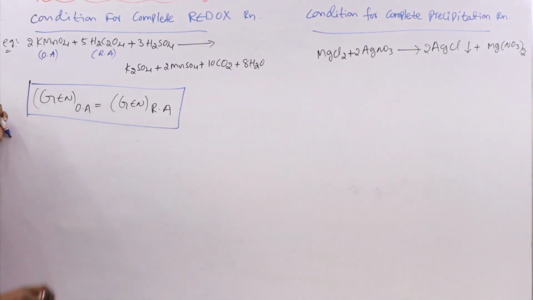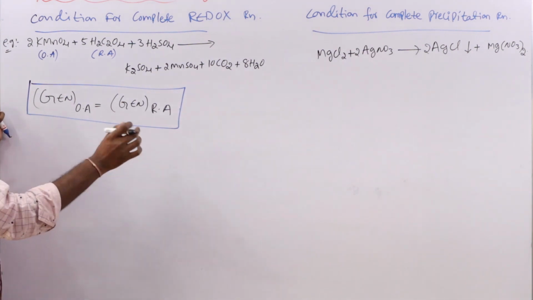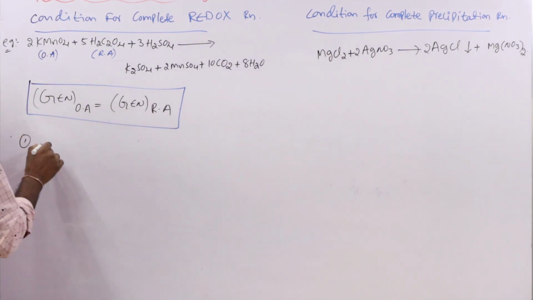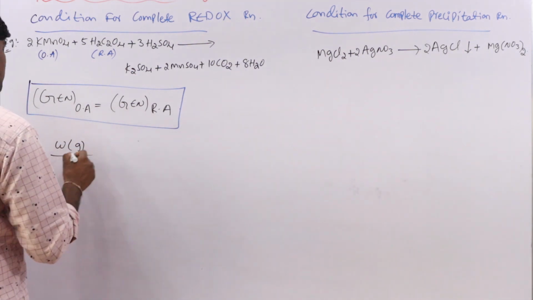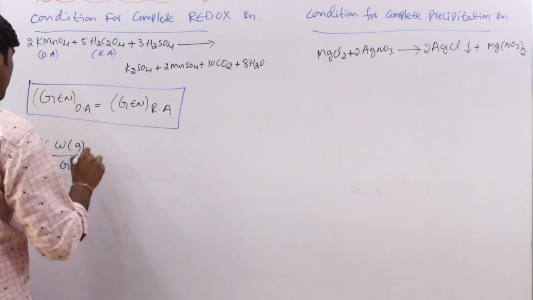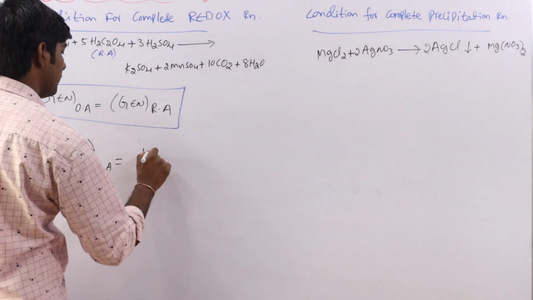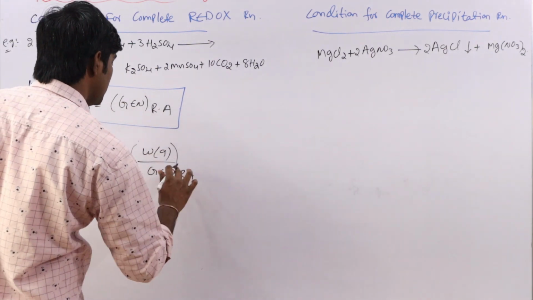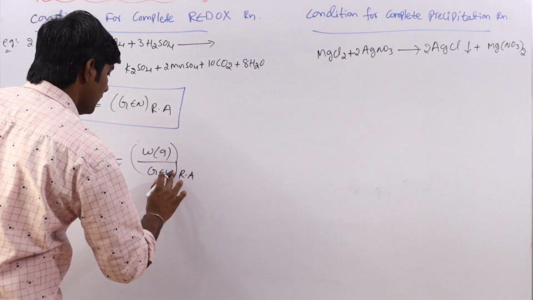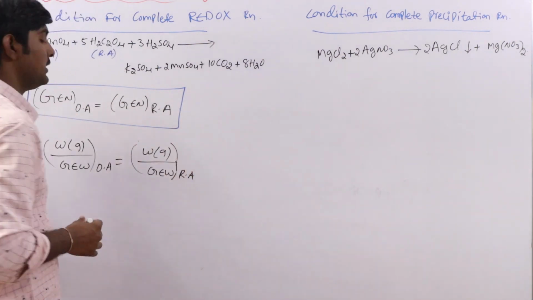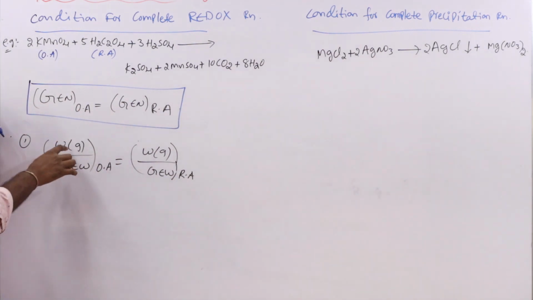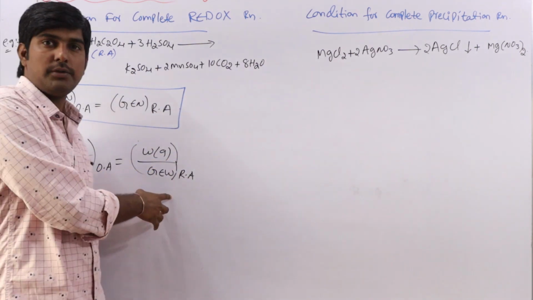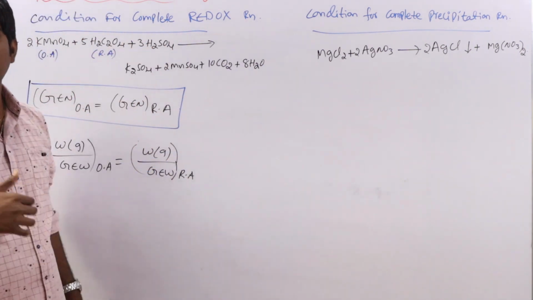Remaining all the relations, they are the same. For example, suppose weight of oxidizing agent by gram equivalent weight of oxidizing agent equal to weight by gram equivalent weight of reducing agent. So here also same as the acid base neutralization reactions. Here also they will provide the weight of oxidizing agent and ask you to find what is the weight of reducing agent after complete redox reaction.